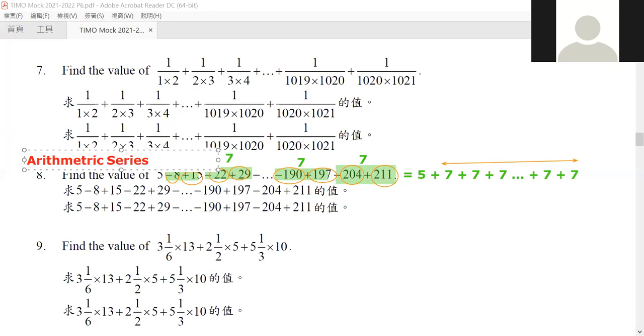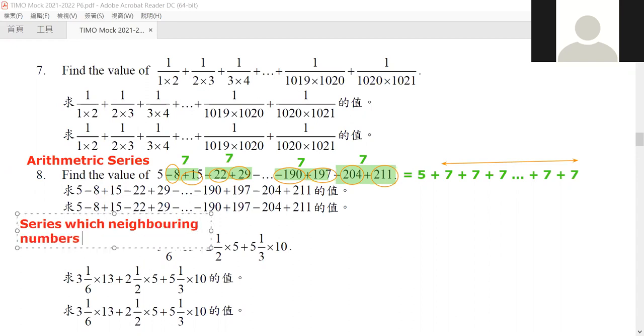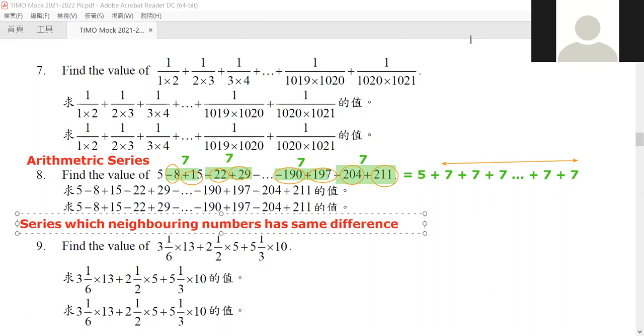Now, what is an arithmetic series? An arithmetic series is a series in which the numbers have the same difference. So you can see very clearly in here, because for 8 and 15, their difference is 7. 22 and 29, their difference is 7, and so on. But also 15 and 22, their difference is also 7. So except the first term, all other terms are actually within an arithmetic series.